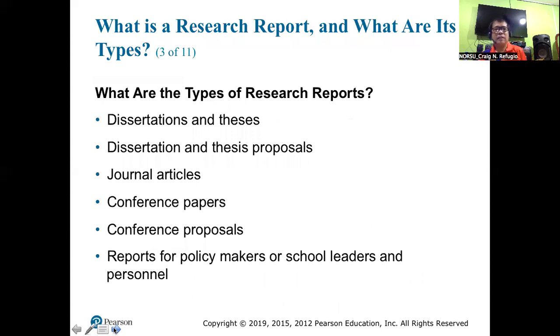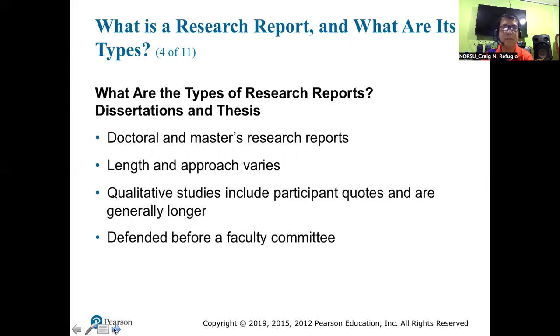What is a research report and what are its types? So what are the types of research reports? We have dissertations and theses. Dissertations are for doctorate degrees, theses for master's degrees, or even undergraduate degrees. Then dissertation and thesis proposals, journal articles, conference papers, conference proposals, and reports for policymakers or school leaders and personnel.